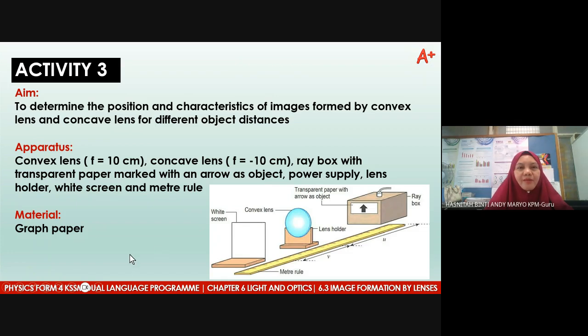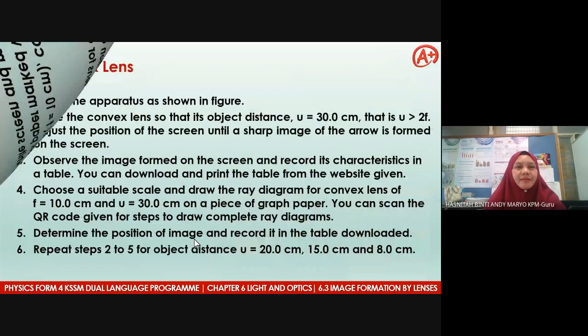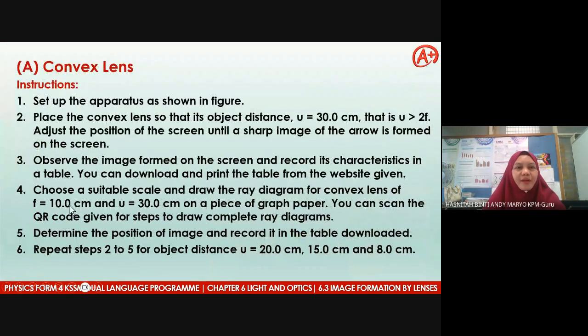Here we use a convex lens with the focal length of 10 centimeter and also a concave lens with the focal length of negative 10 centimeter. So when you go and buy at the store, you can check the specification: this lens has how much power, or what is the focal length of this lens. It is all written in the specification for each unit. Okay, this is the direction given.